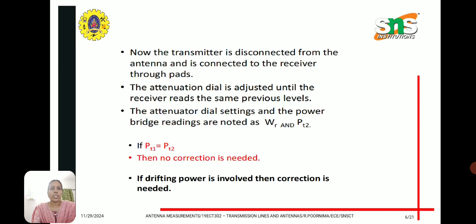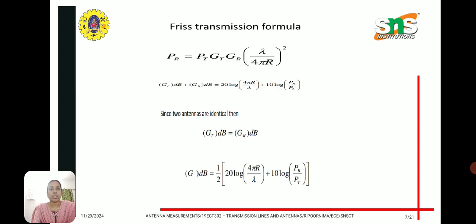Now the transmitter is disconnected from the antenna and is connected to the receiver through pads. The attenuator dial is adjusted until the receiver reads the same previous level. The attenuator dial setting and the power bridge reading are noted as WR and PT2. If PT1 is equal to PT2, then no correction is needed. If drifting power is involved, then correction is needed.